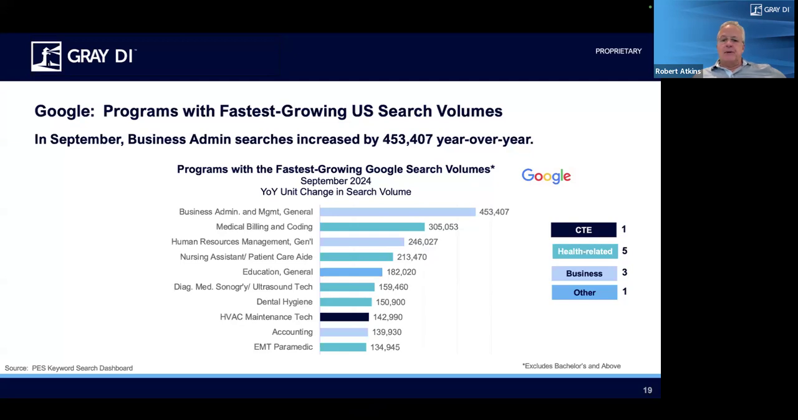Here we can also see that business has 3 slots in the top. I mentioned business administration and management, HR, and accounting. What I have been surprised by is when health doesn't dominate these things. It used to, but now it's medical billing and coding, nursing assistant, diagnostic, ultrasound, and dental. Oh, actually, I take it back here. Health does dominate this. EMT, 5 of our top 10 are healthcare related programs. Then we have a couple of others, education in particular, and as one of our other programs.